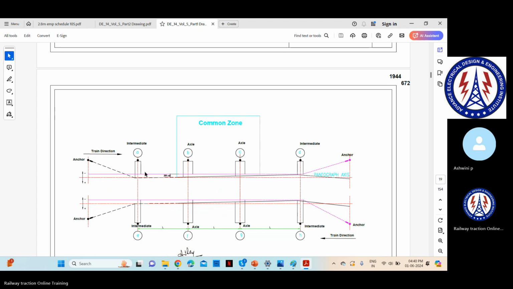What is axle here? Is axle the mast or what? It's just a name they have given. Intermediate axle means in the center. Okay, and what do the letters B, C, D, A represent, the names of the...? They have just named the masts A, B, C, D, E, F, G, H, I, J, K. Yeah. Okay.